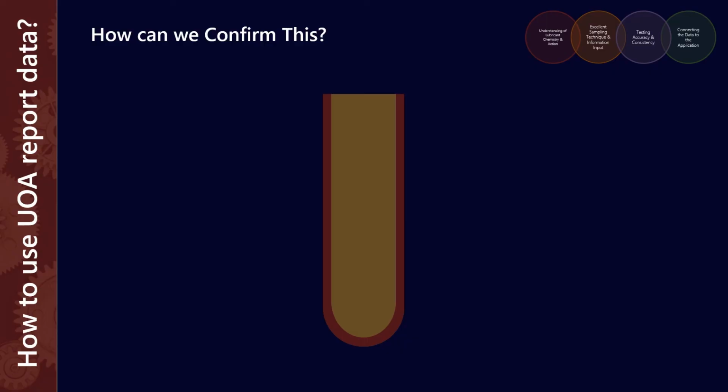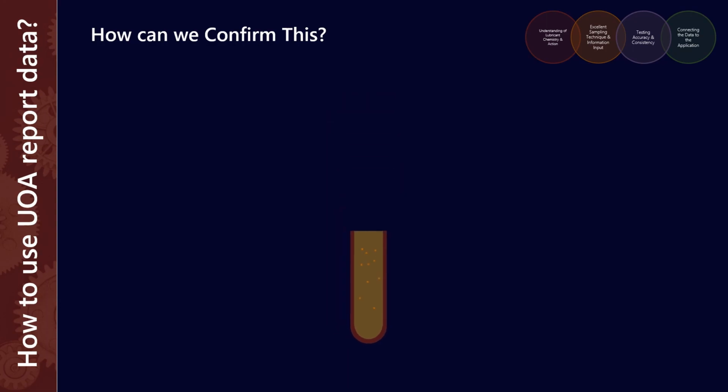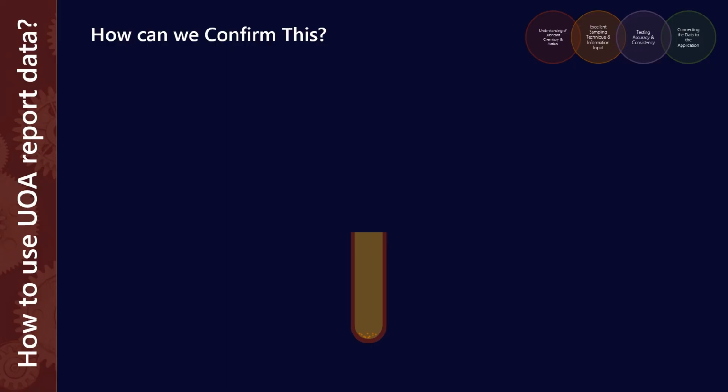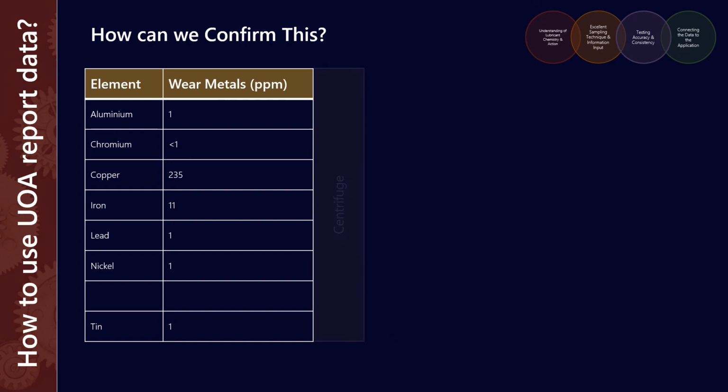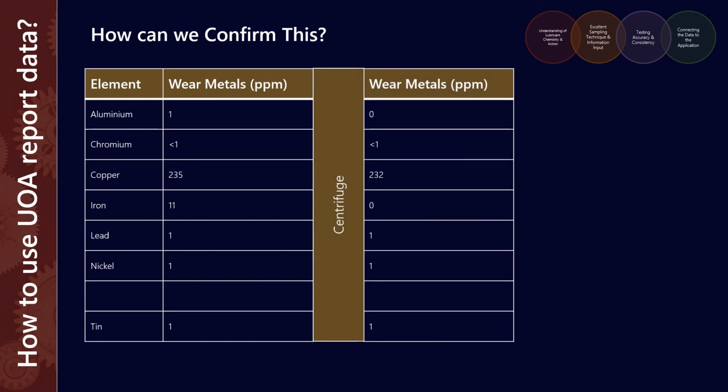Right, now that I have that understanding, I can get the lab to confirm what kind of copper is in the sample. If I have what we might call copper wear, I should have particles in the sample. If I spin that sample through the centrifuge, all of those copper particles should end up at the bottom of the sample. So if I retest and do the ICP analysis again, I should see lower levels of copper. If it were the result of passivation, I would expect the copper to be in ionic form, in solution, and centrifuging wouldn't do anything to it.